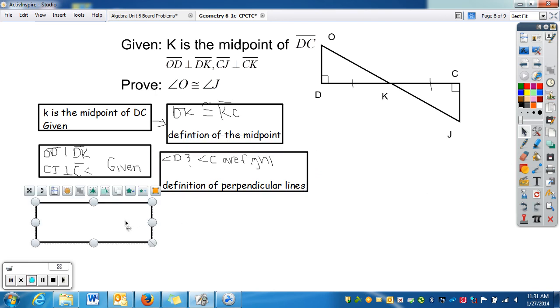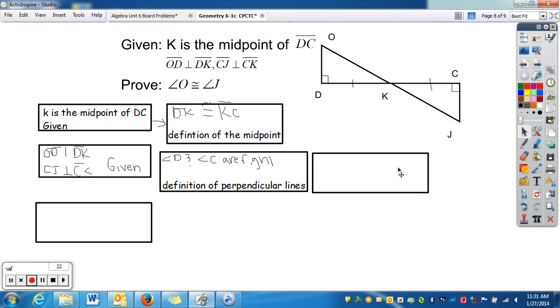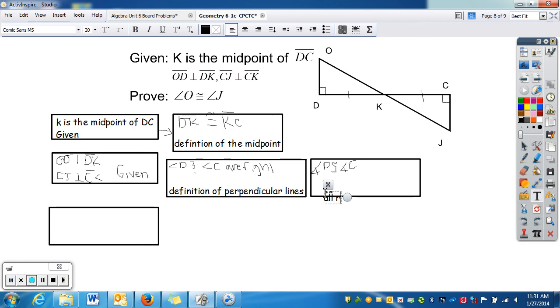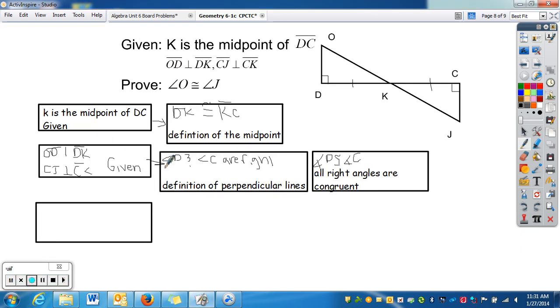And then from there, because they're perpendicular, now I know they are congruent. So angle D is congruent to angle C. And the reason I know that is all right angles are congruent. So I was here, I went here, and then I went here. So now this is a congruent statement.